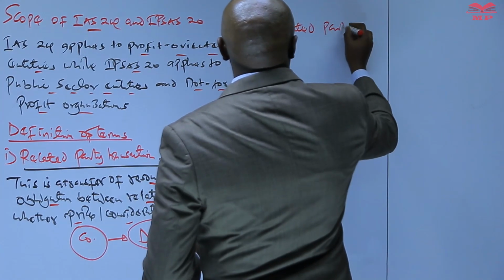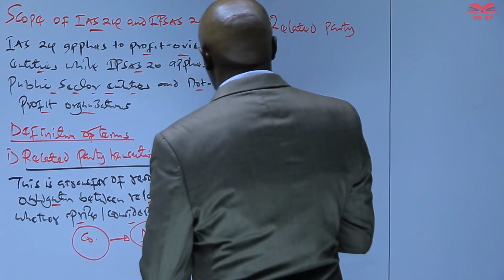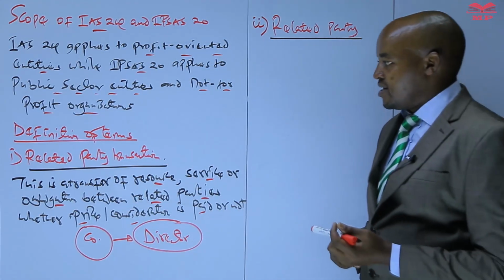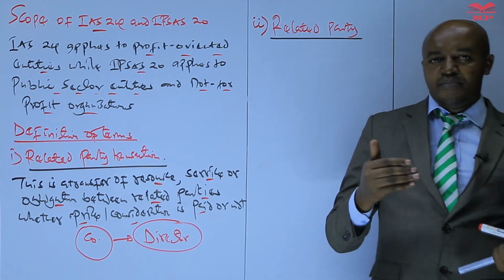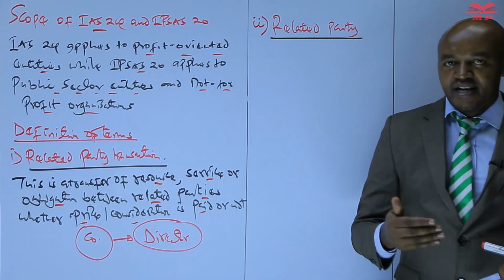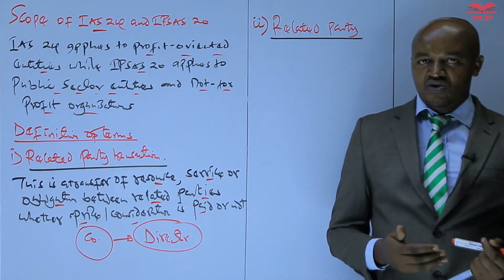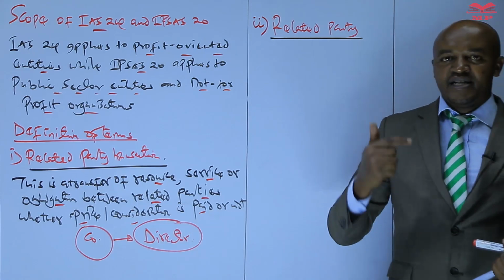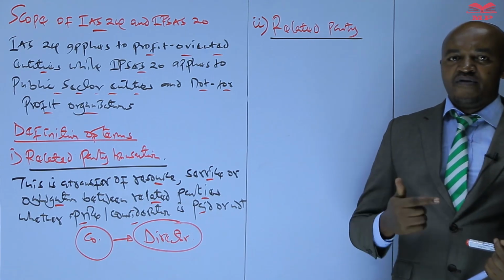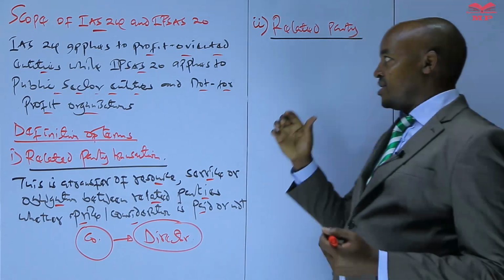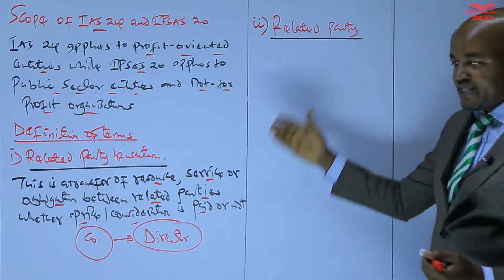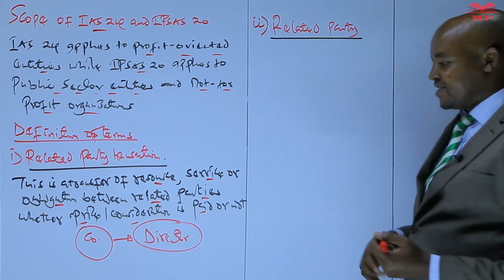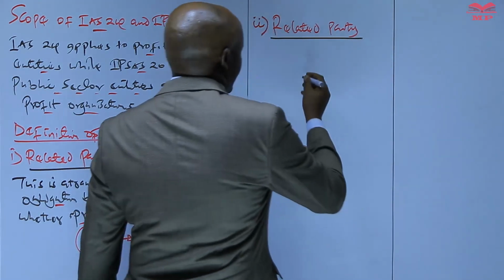The other term is a related party. So who is a related party? A related party in this case is any individual or any entity who can directly or indirectly control or have a significant influence over a reporting entity.